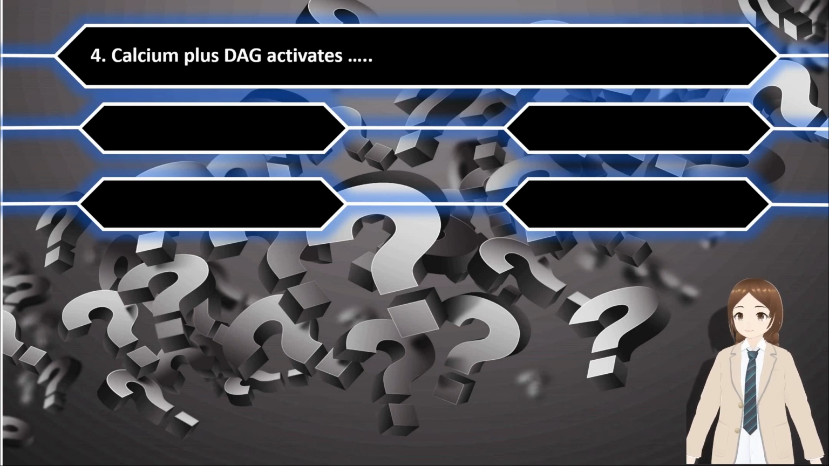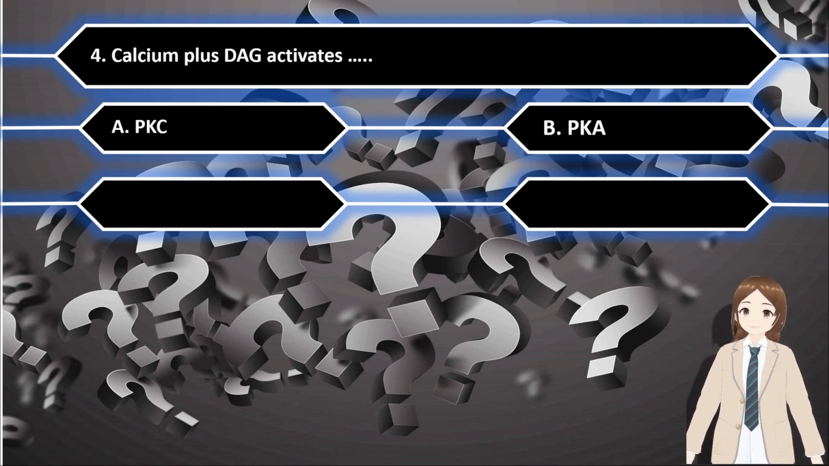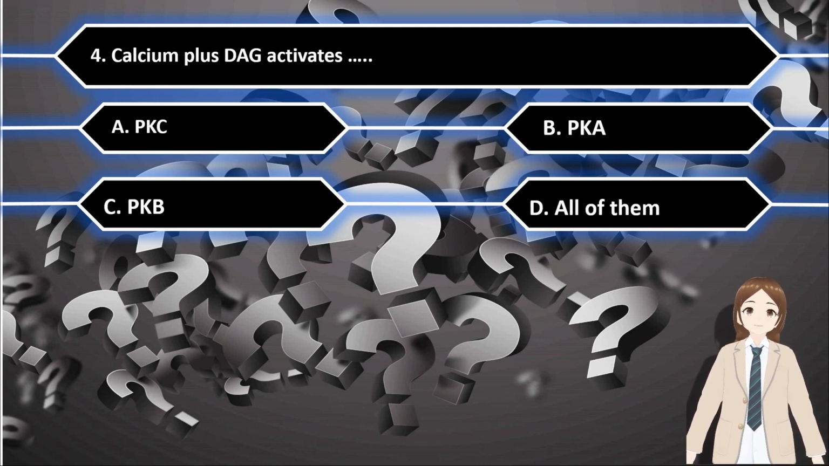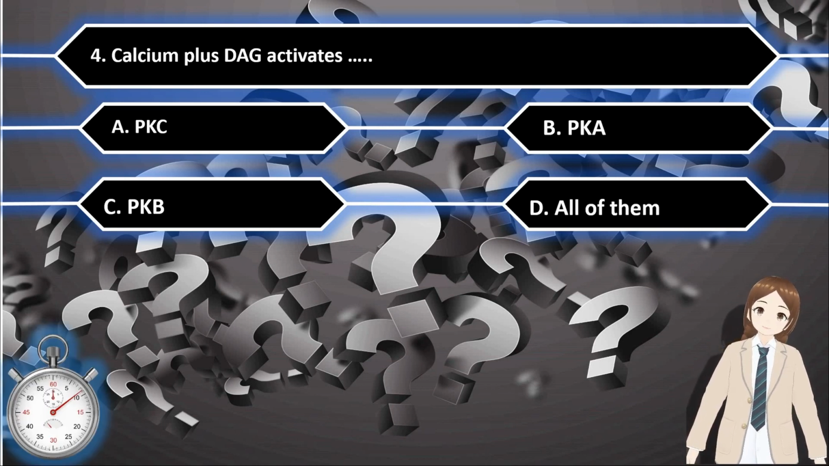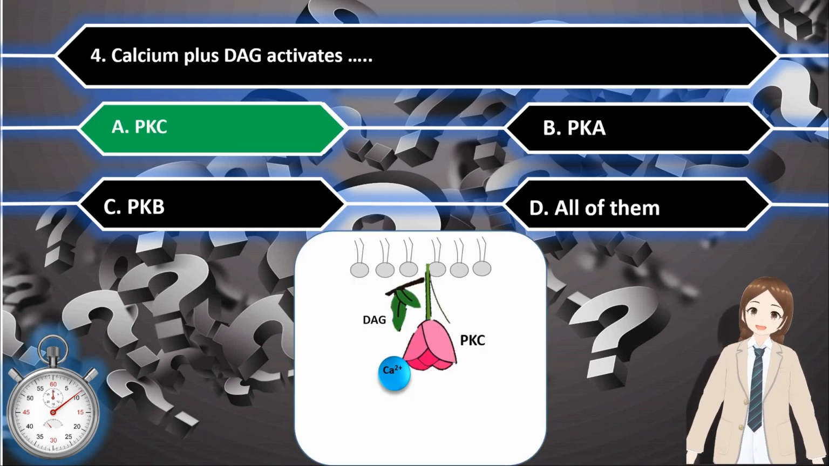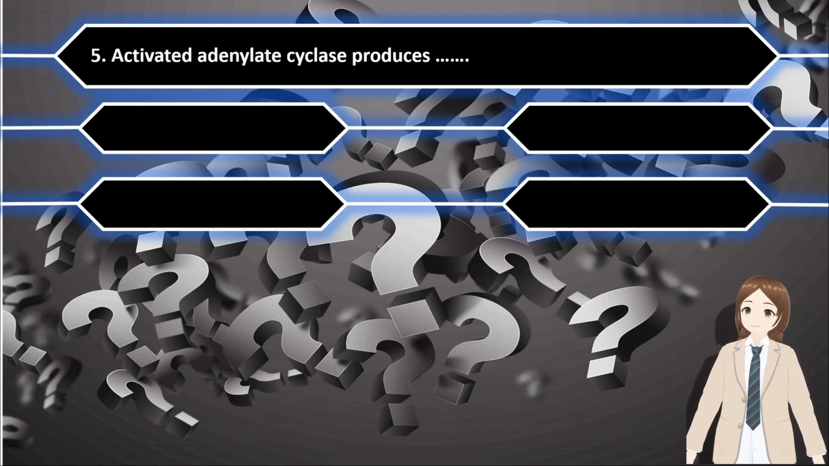Question number 4. Calcium plus DAG activates A. PKC, B. PKA, C. PKB, D. All of them. You have 10 seconds. Time is over. The correct answer is A. PKC.